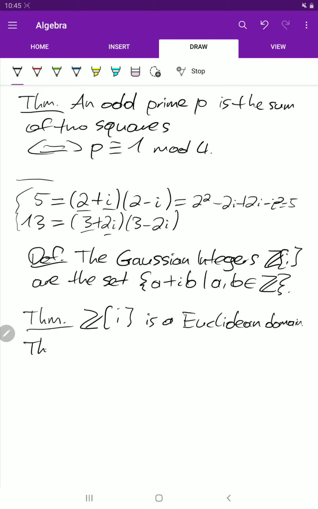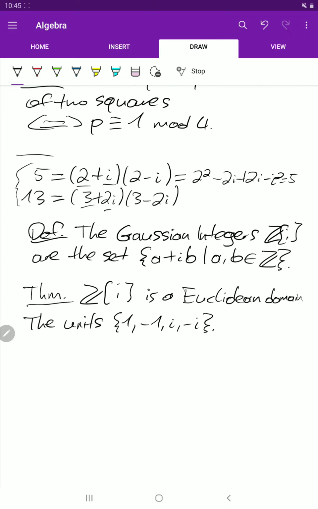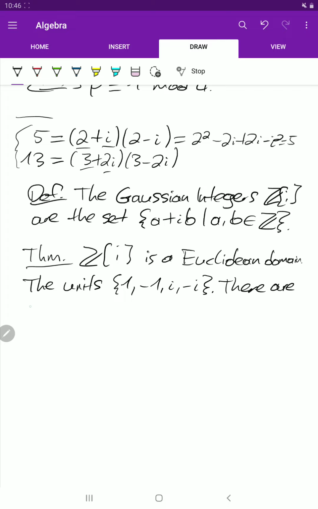Okay, so let's have a look at the units of this ring. The units are just the invertible elements, so that's 1, -1, i and -i. And now let's have a look at the primes. As it's a principal ideal domain, we can have a look at the primes, and we have three kinds of primes. If you know some algebraic number theory, probably you already know all of this, but let's state it for convenience.